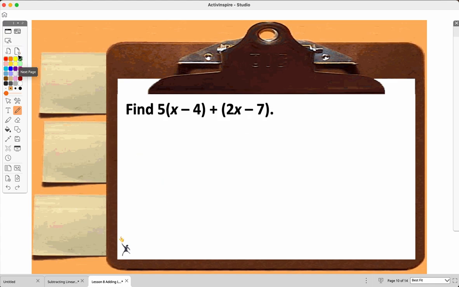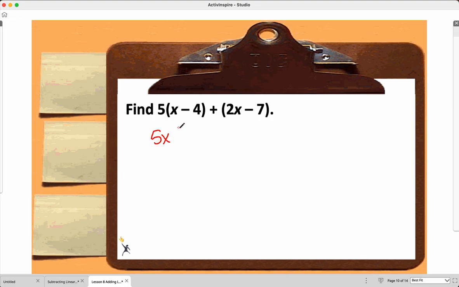All right, last time, what if I've got a negative? Well, I've got to keep that in mind. I've got 5x, and that's really a negative 4, so now it's a negative 20 plus 2x minus 7. So I'm going to follow my rules again. 5x plus 2x is 7x. Negative 20 and negative 7 is a negative 27.